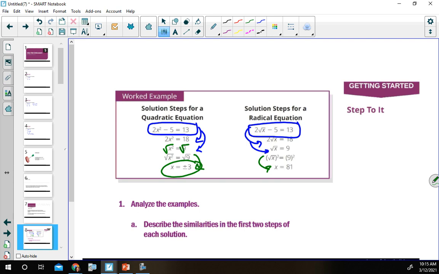Okay, so their difference is one had to square root to get its answer, the other one had to square. The one has 2 answers, while the right one only has 1 answer. So there's another difference.